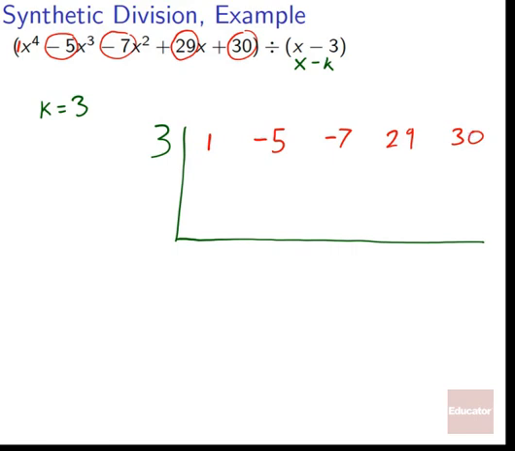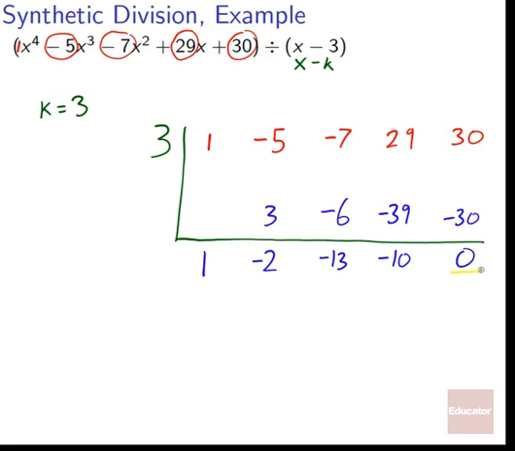All right. So on the vertical parts, we add. So 1 plus blank underneath it becomes 1. Then 3 times 1 becomes 3. Negative 5 plus 3 becomes negative 2. Negative 2 times 3 is negative 6. Negative 6 plus negative 7 becomes negative 13. 3 times negative 13 becomes negative 39. 29 plus negative 39 becomes negative 10. 3 times negative 10 becomes negative 30. 30 plus negative 30 becomes 0.